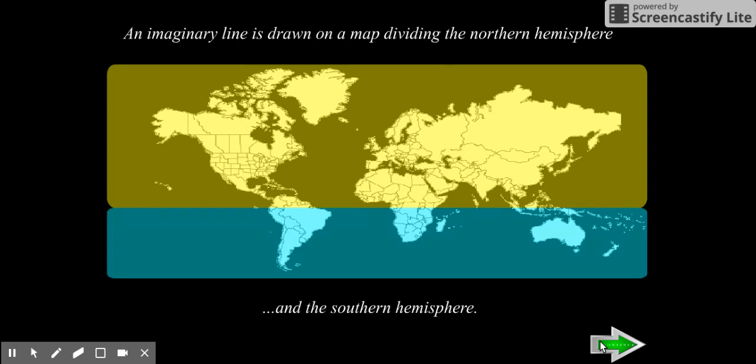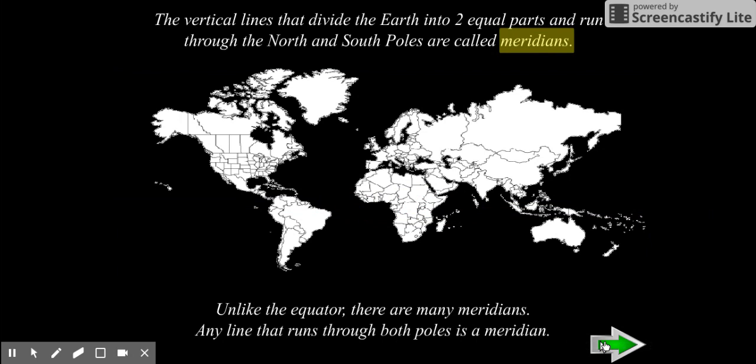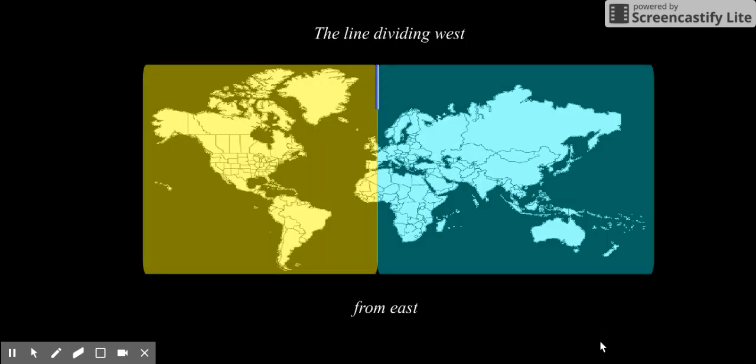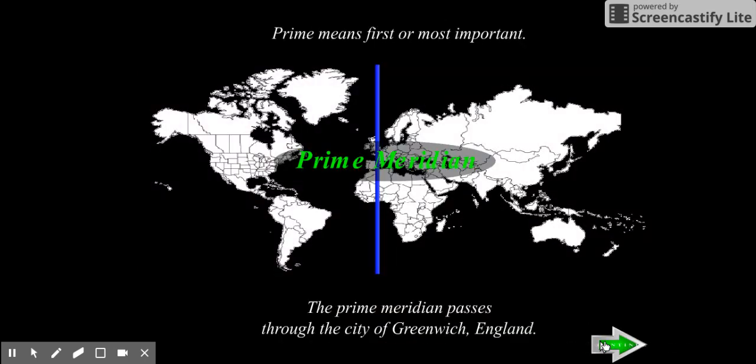So the imaginary line that's drawn on the map dividing northern hemisphere and southern hemisphere is the equator. This line is the equator. The vertical lines that divide Earth into two equal parts and run through the north and the south poles are called meridians. Unlike the equator, there are many meridians. Any line that runs through both poles is a meridian. The line dividing west from east is called the prime meridian. Prime means first or most important. The prime meridian passes through the city of Greenwich, England.